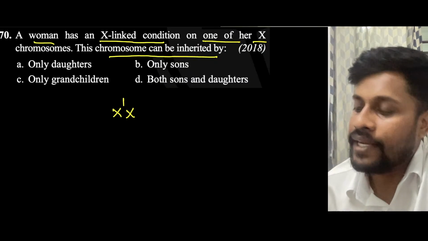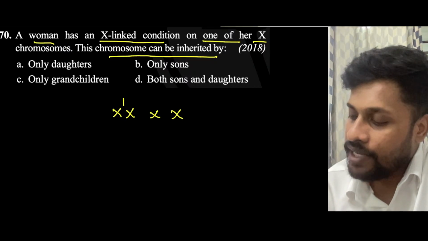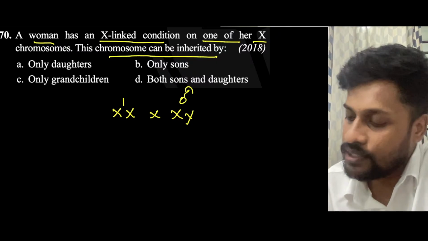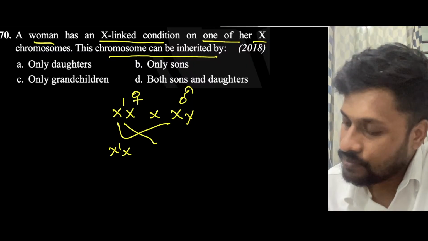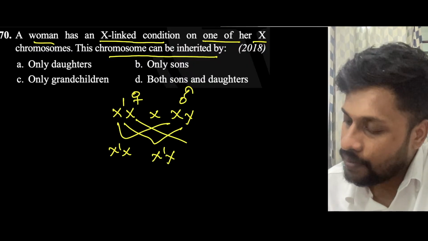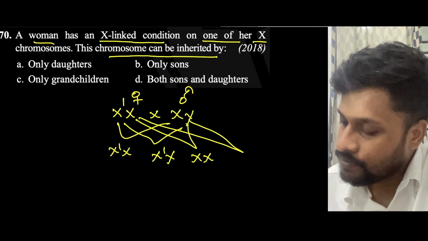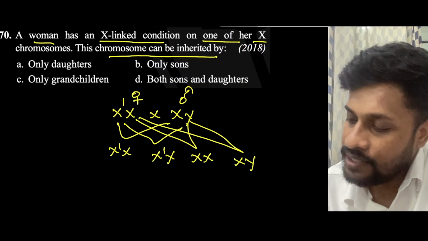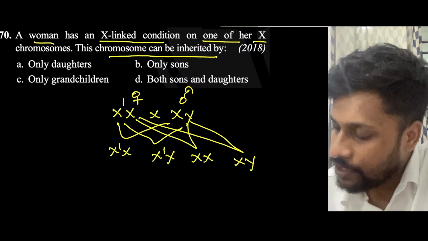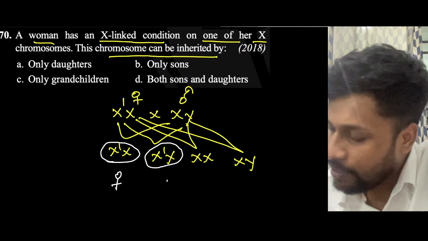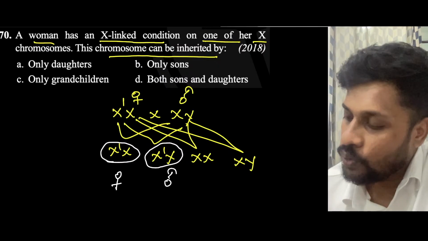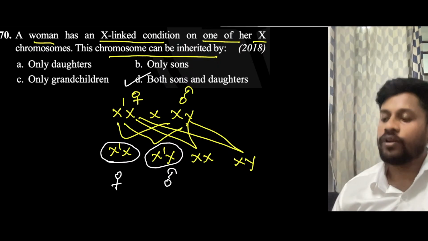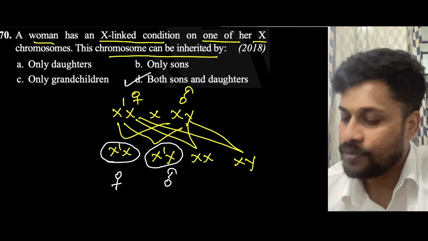So this chromosome can be inherited by, let's say, let me take male as normal. This is female. Now you see X dash X, X dash Y, XX, XY. Now you see this X dash is transferring to female as well as male, or both daughter and son. So it can be transferred into both sons and a daughter. Simple question, right? Very good.